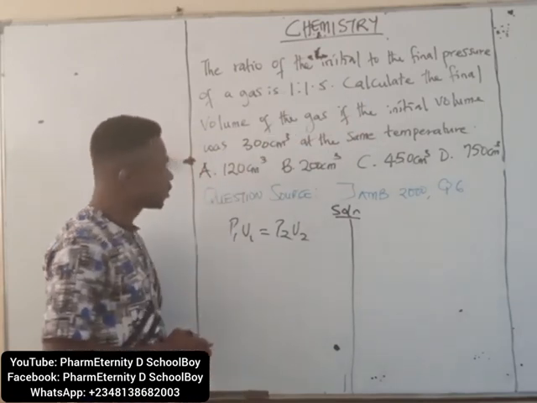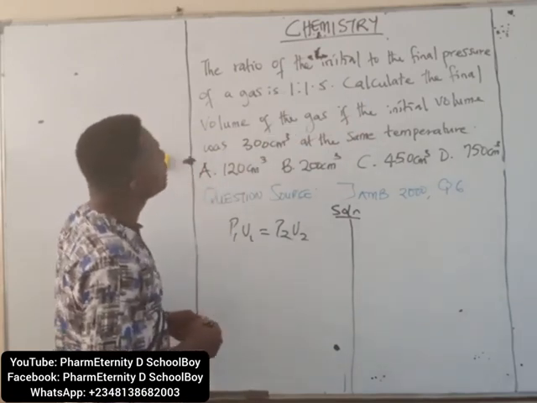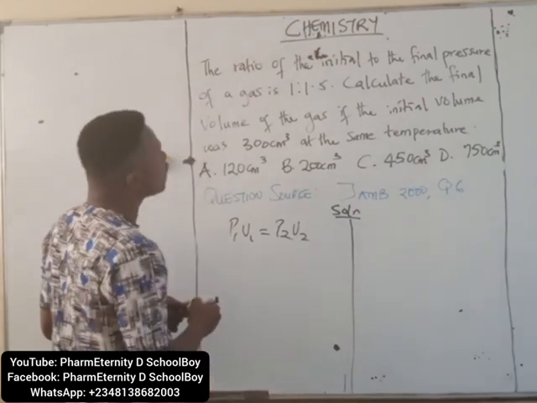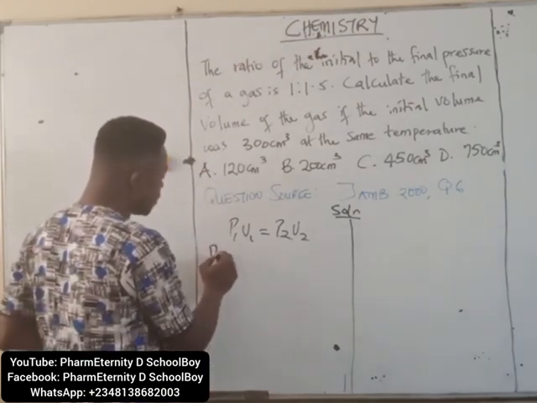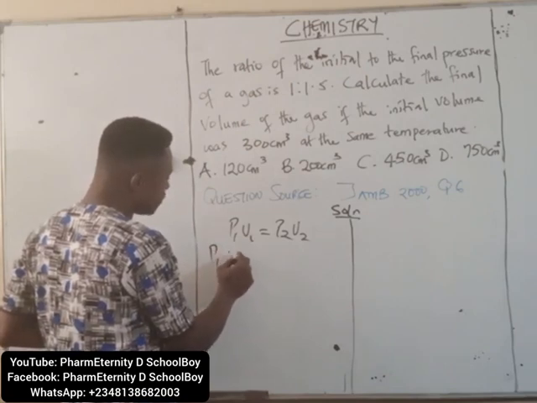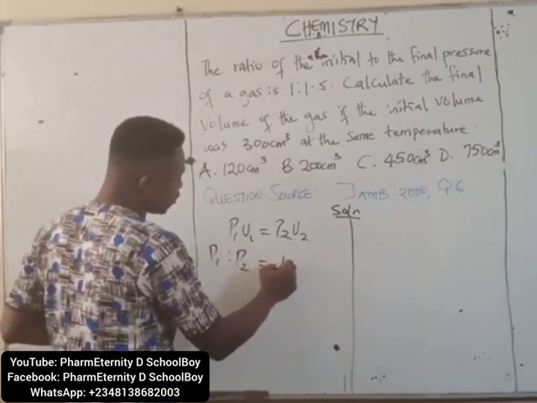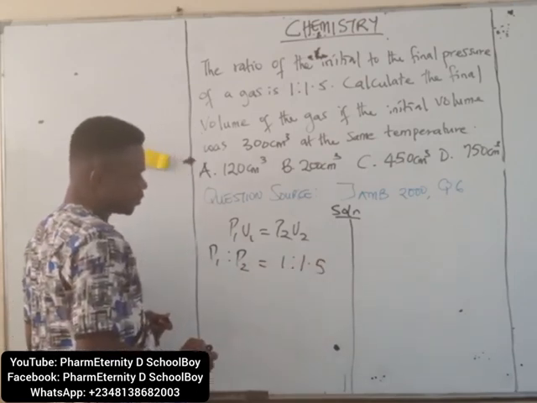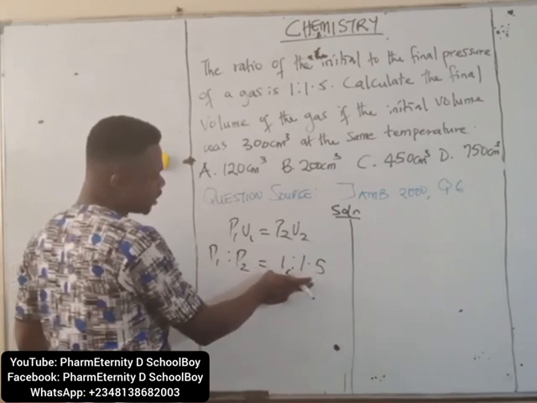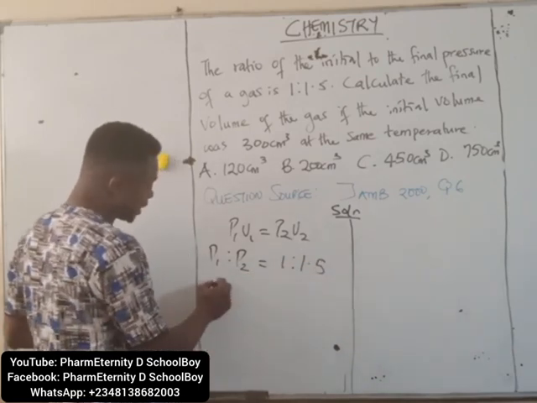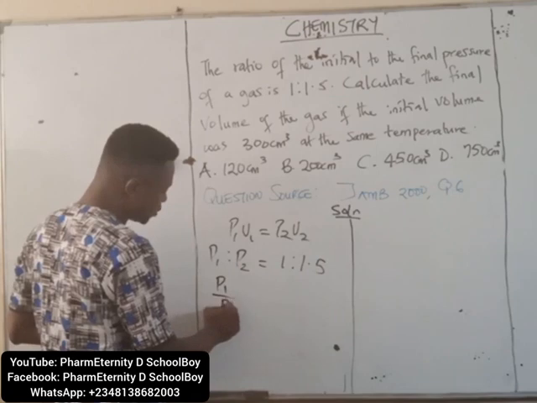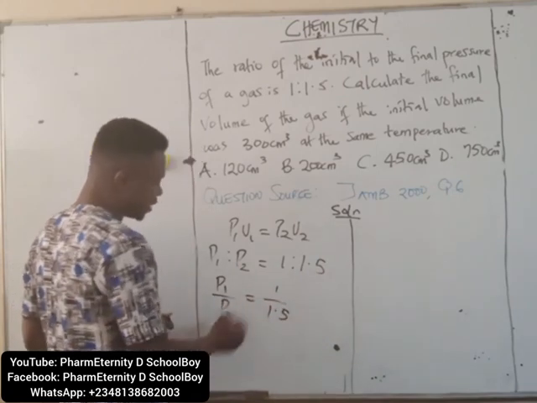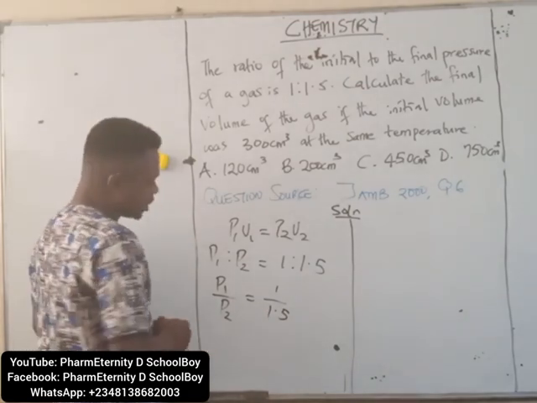final volume. We have the initial pressure. They say that the ratio of the initial to final pressure, so the ratio of P1 is to P2 is equal to what? 1:1.5. P1 is to P2 is equal to 1:1.5. That implies that P1 over P2 is equal to 1/1.5. That is the implication. Now we'll keep this aside.